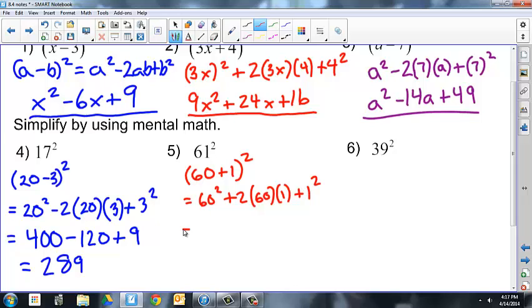Now 60 squared, you can figure that out because you know 6 times 6 is 36, and you've got 1 zero here. When you square it, there are going to be 2 zeros. Then plus 120 plus 1, which would be 3,721. Now you can test that on your calculator if you'd like. I hope it's right. I think it's right.